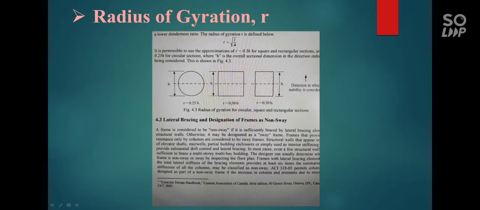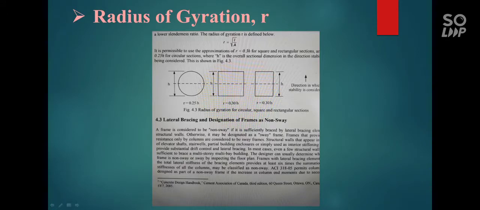So, lateral bracing and designation of frames as non-sway. A frame is considered to be non-sway if it is sufficiently braced by lateral bracing elements such as structural walls; otherwise it may be designated as a sway frame. Frames that provide resistance only by columns are considered to be sway frames. Structural walls that appear in elevator shafts, stairwells, partial building enclosures, or simply used as interior stiffening can provide substantial drift control and lateral bracing. In most cases, even a few structural walls are sufficient to brace a multi-story, multi-bay building.